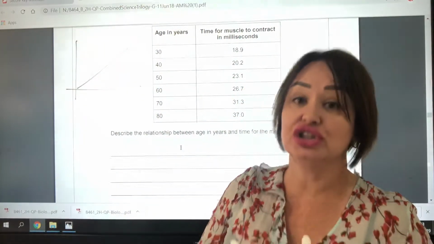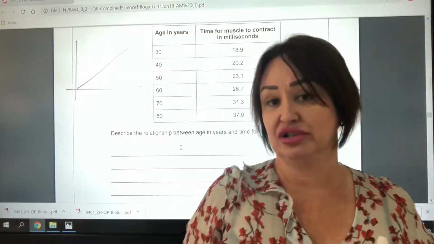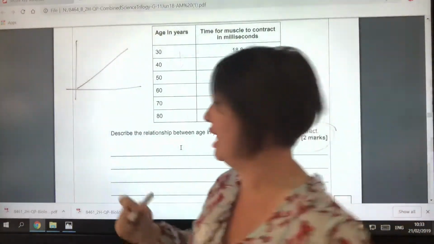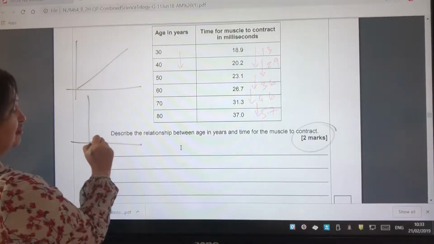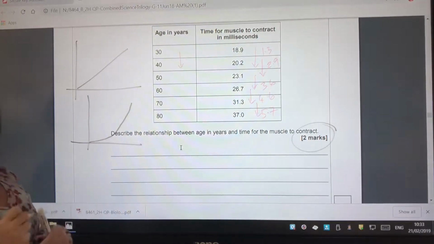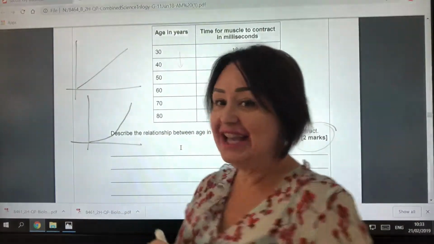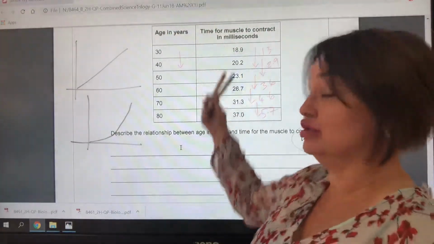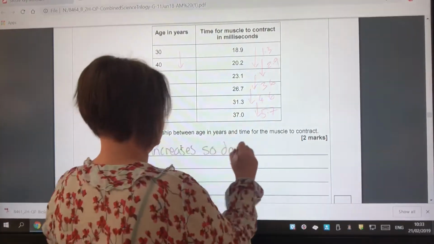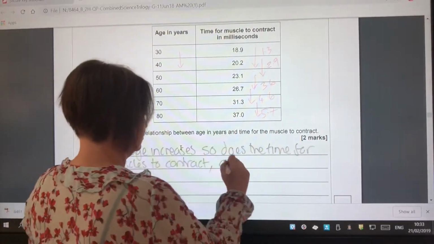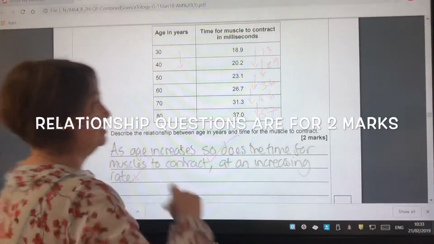That graph wouldn't support our relationship of age increases, so does the time for muscles to contract, because the graph would look more like this. It would start off slow because the rate of increase is changing, and then it would increase. So what we're going to say is that as age increases, the time for muscles to contract increases at an increasing rate. So here I would get 1 mark, and here I would get the second mark.